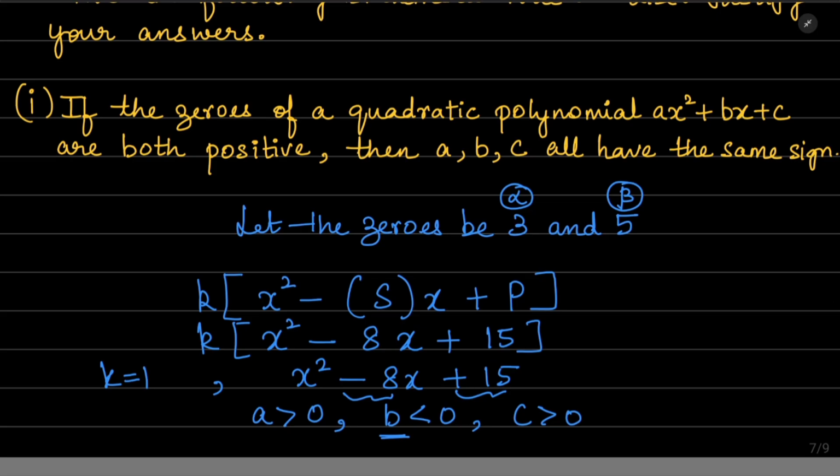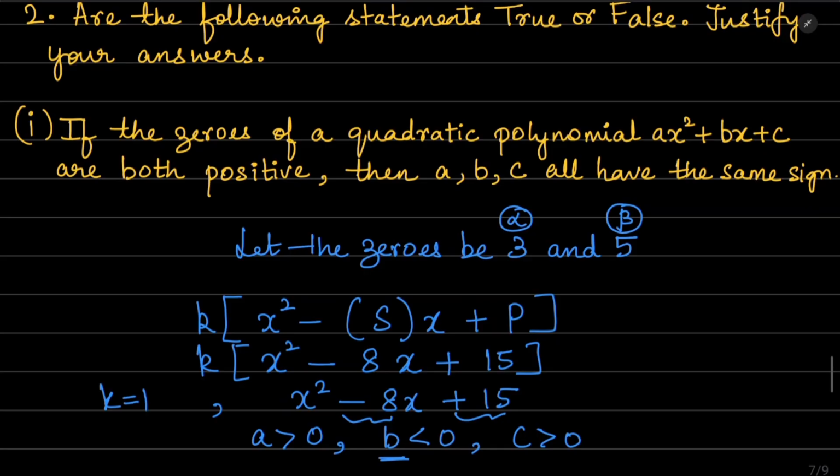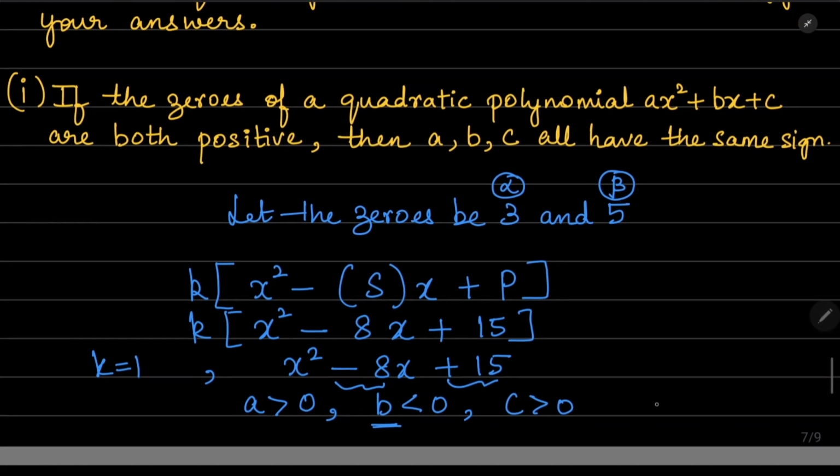So what is the statement? The statement says if the zeros of the given quadratic polynomial are both positive, then a, b, c all have the same sign. No, it is not, right? A, b and c do not have the same sign. So, is it true or false? It is false. Okay. Let's move on to the second question.